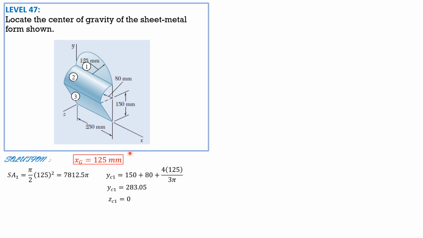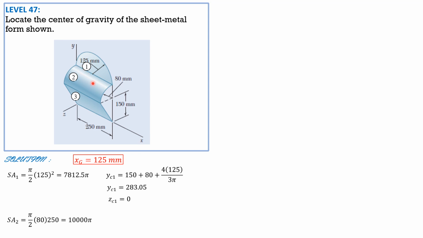By the way, z sub c1 is 0 because the semicircular plate lies on the xy plane, so its z is 0. Surface area 2 is, as I said, pi 80 over 2 times 250.